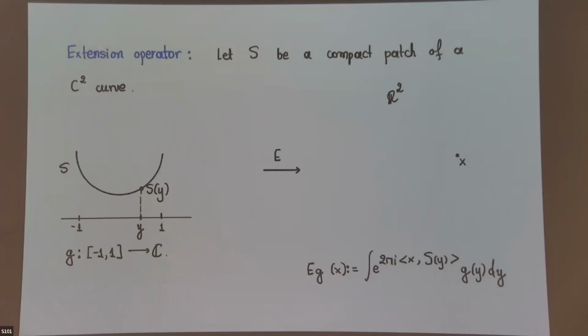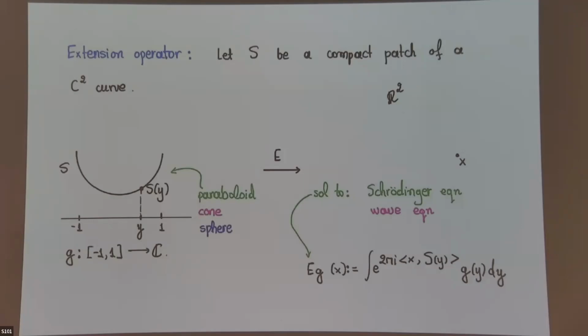This is an object of interest for many fields. For instance, depending on the curve or surface on the left, this extension operator can be the solution to some PDE. If we start with a paraboloid, the extension operator would be the general solution to the linear Schrödinger equation. If we start with a cone, we get the solution to the wave equation. If we start with a sphere, we get the Helmholtz equation, and so on. So this is of interest to PDE, for instance. But for other reasons as well, we care about it.